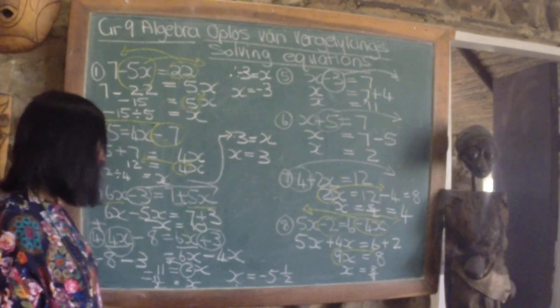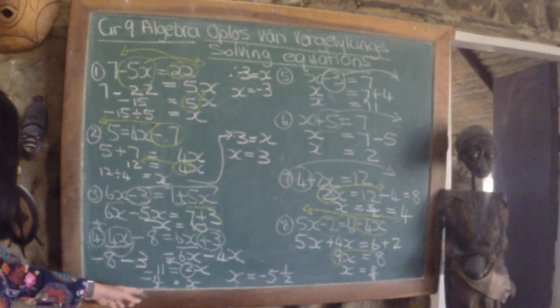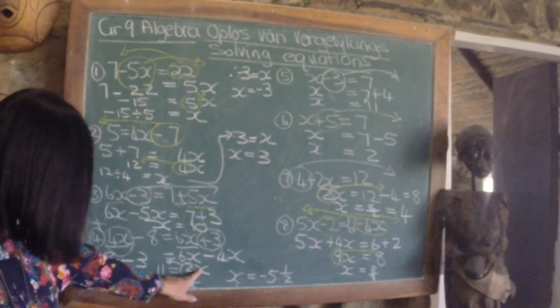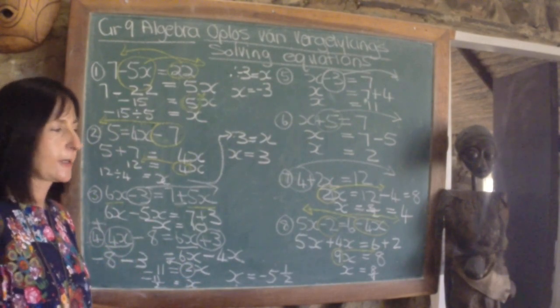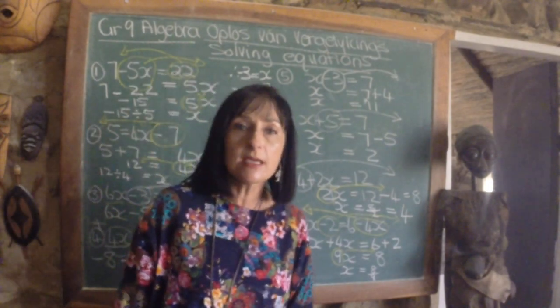X is minus 5 and a half as jy dit 'n gemengde getal wil maak, want ek het die 2 oorgevat en toe word die 2 die maalbewerking wat hy aan vas was in die x, toe ek hom losbreek word hy 'n deelbewerking. Graad 9's gaan oefen oplos van vergelykings op hierdie manier.